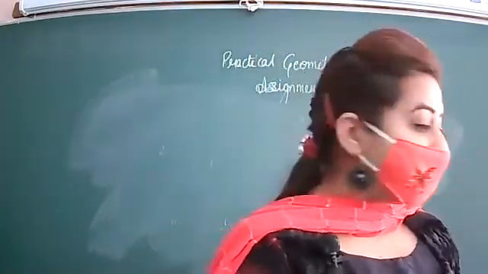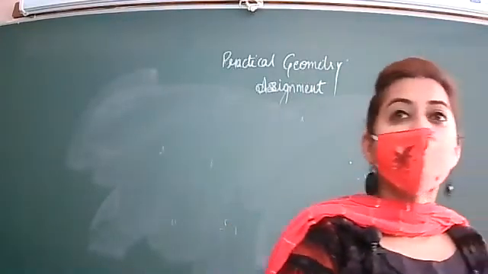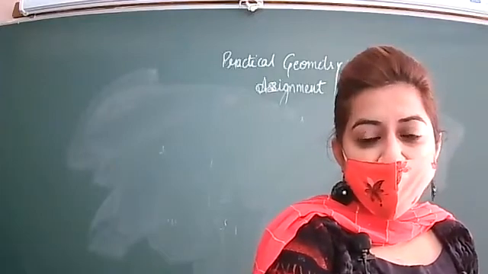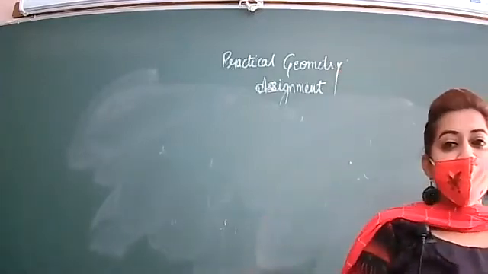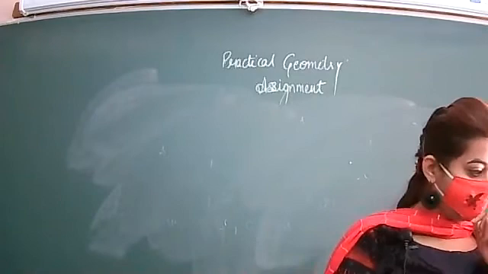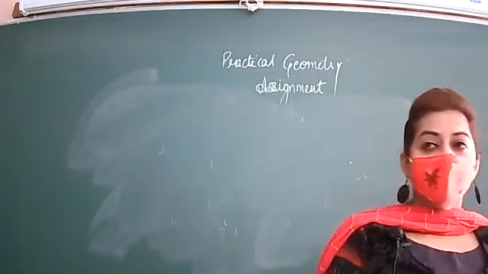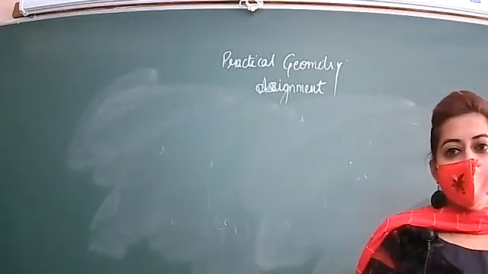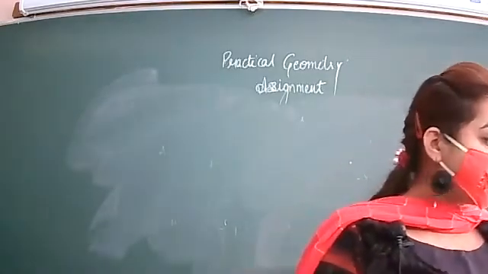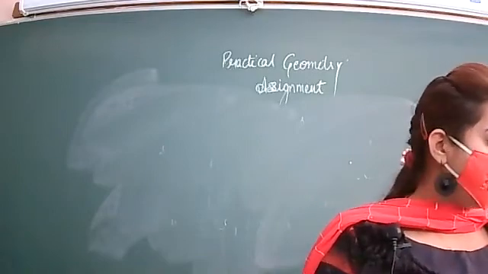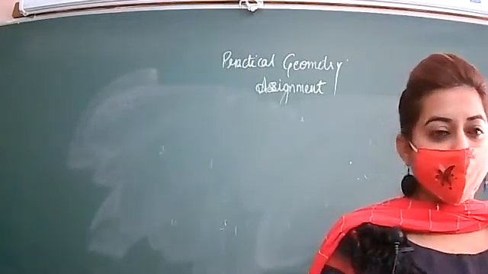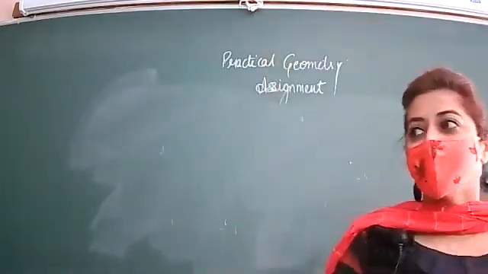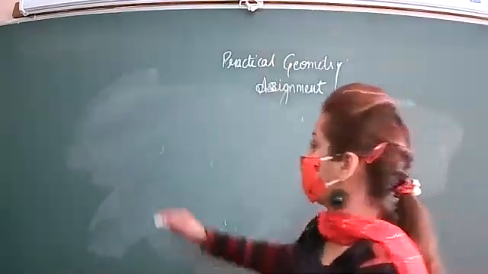Yes, I am repeating the statement of the 7th question. Construct a quadrilateral BERA. BE is 6 centimeter. EA is 7 centimeter. RB is 5 centimeter. RE is again 5. BA is 9. Measure the length of the fourth side.